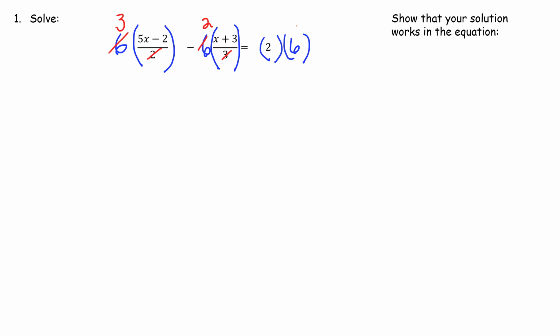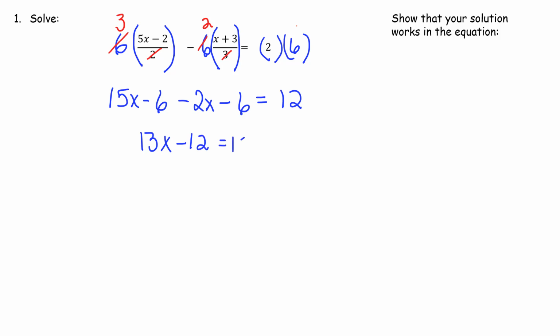So if I multiply that 3 by the first term, I'll have 15x minus 6. And then I'm subtracting the next term, which is going to be 2x plus 6. But I'm subtracting it, so I'm going to have to distribute that minus sign to both the 2x and the 6. So minus 2x minus 6, and that equals 12. So now I just need to add my like terms. 15x minus 2x is 13x, and then I have minus 6 minus 6, which is minus 12, and then I still have a 12 on the right side of the equation.